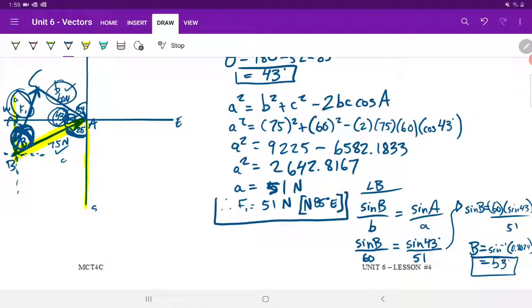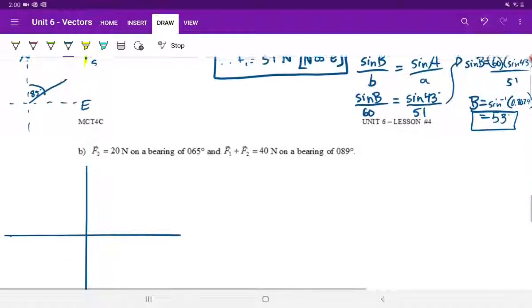And there is your F1 vector. So from the north line, look at what we have here, right? And I know it's kind of hard to tell in that diagram, but we have an 85 degree angle right here, where my F1 is. So it's north going towards the east, north 85 degrees east.